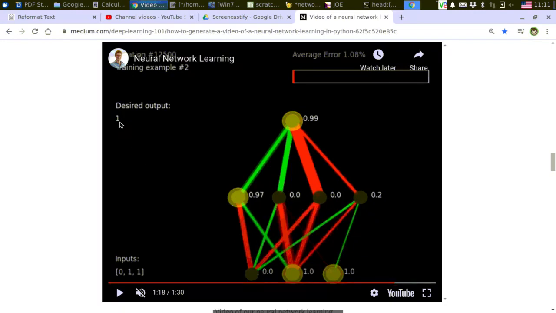The desired output is 1, and the actual output is 0.99. This is as good as it will get. This is very good. Let's continue and see what happens for the next patterns.